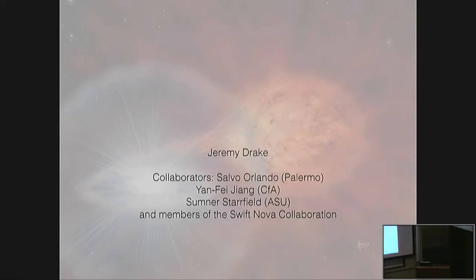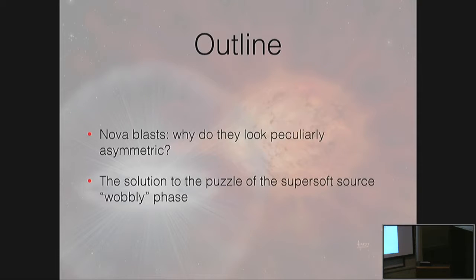Here's Salvador Orlando from Palermo, Yanfei Zhang, who's just over here, and Sumner Starfield, and then the NOVA collaboration. There's a big Swift mass, peculiar and asymmetric. Why do the explosions, when we look at them spectroscopically and on the sky, not look like nice spherical explosions?